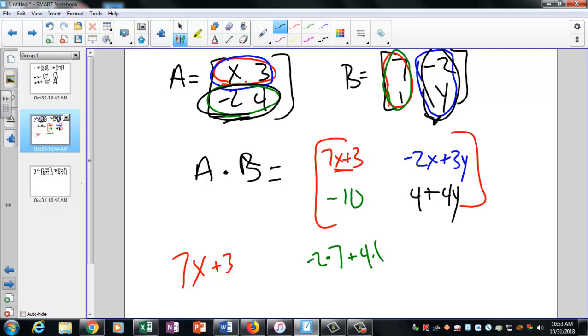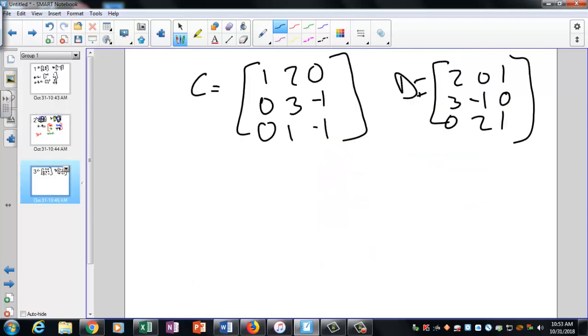All right. Now, if you have a 3 by 3, how do you do that? And by the way, they don't have to be square. We'll do an example here in a little bit where they're not square. Just the number of columns here have to match the number of rows here. As long as that's the case, it'll work.